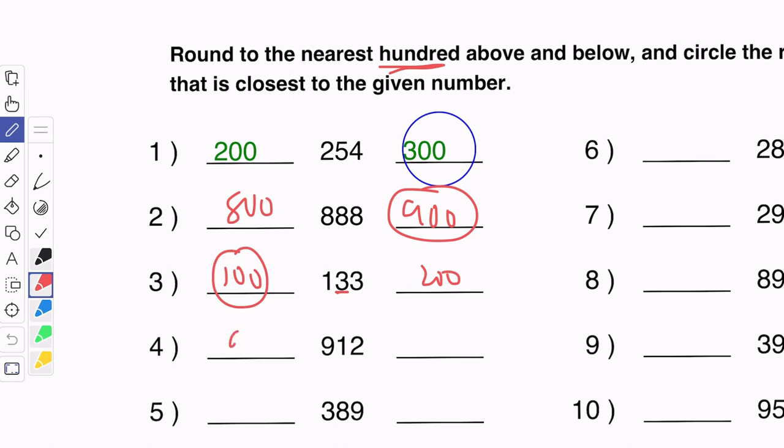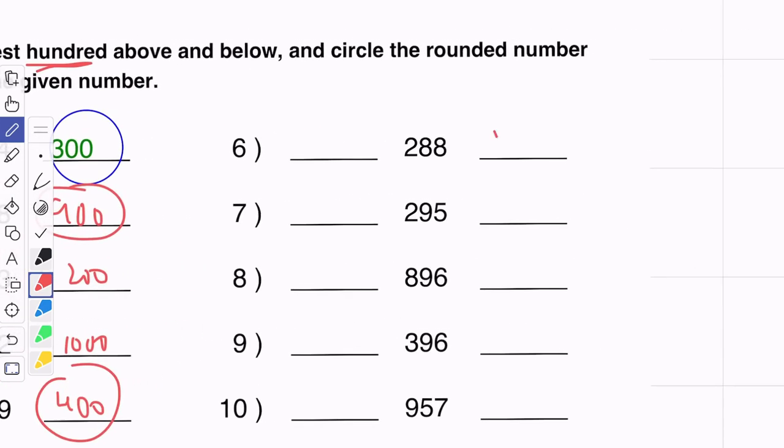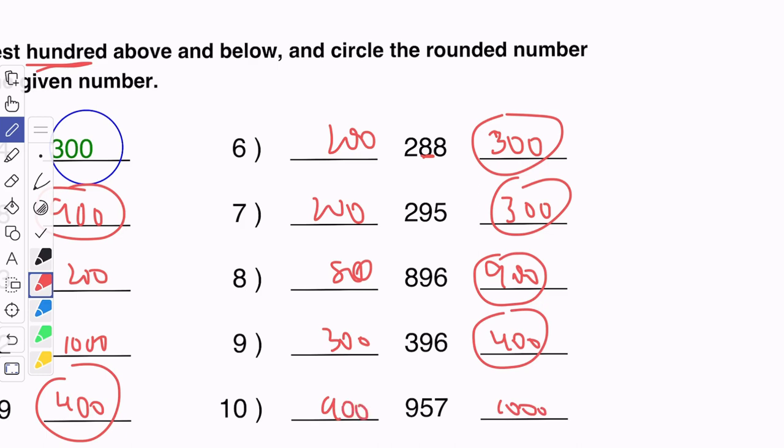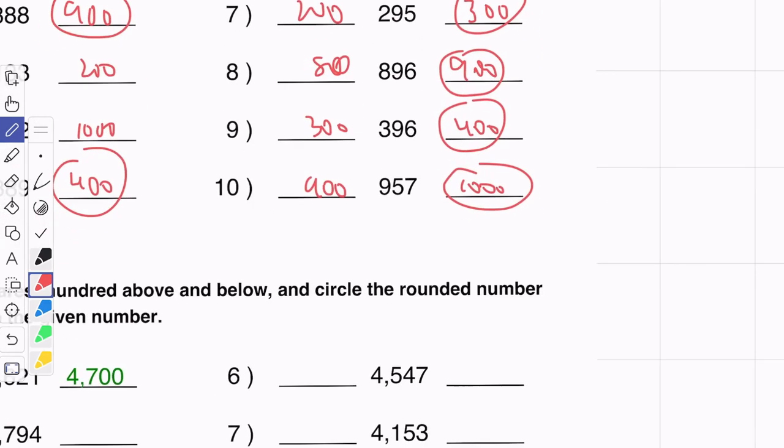There's 900, there's 1,000, it's closer to 900. There's 400, and there's 300, it's closer to 400. There's 288, which is between 300 and 200. It's closer to 300 because of that 8 there. There's 300, and there's 200 again. It's going to be closer to 300. 900 and 800, it's going to be closer to 900. 400 and 300, it's going to be closer to 400. 1,000 and 900, it's going to be closer to 1,000.